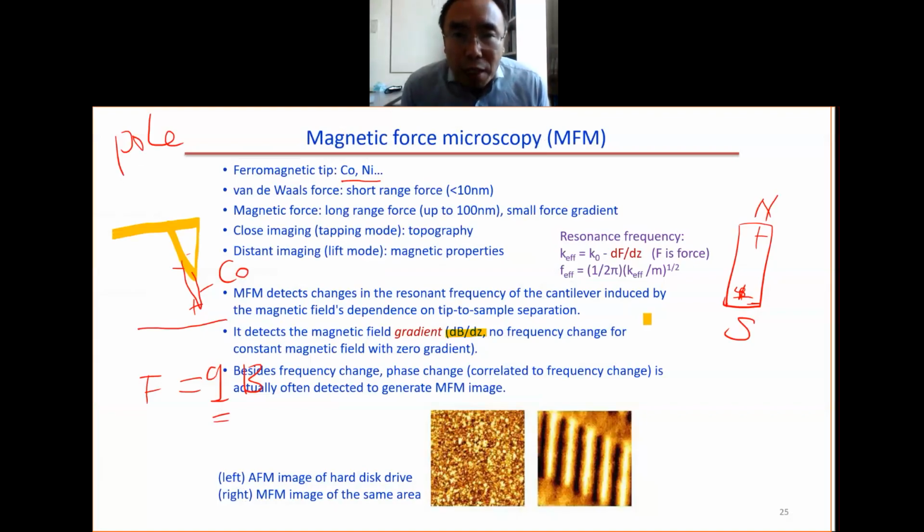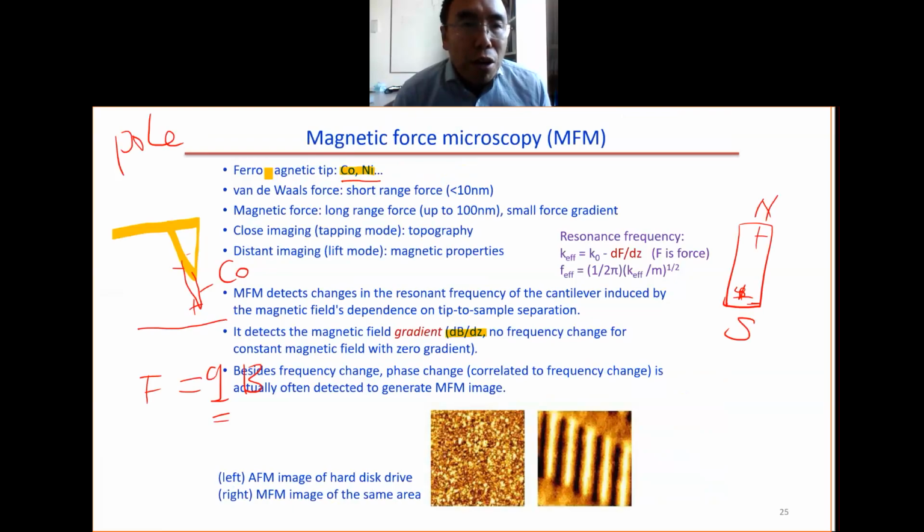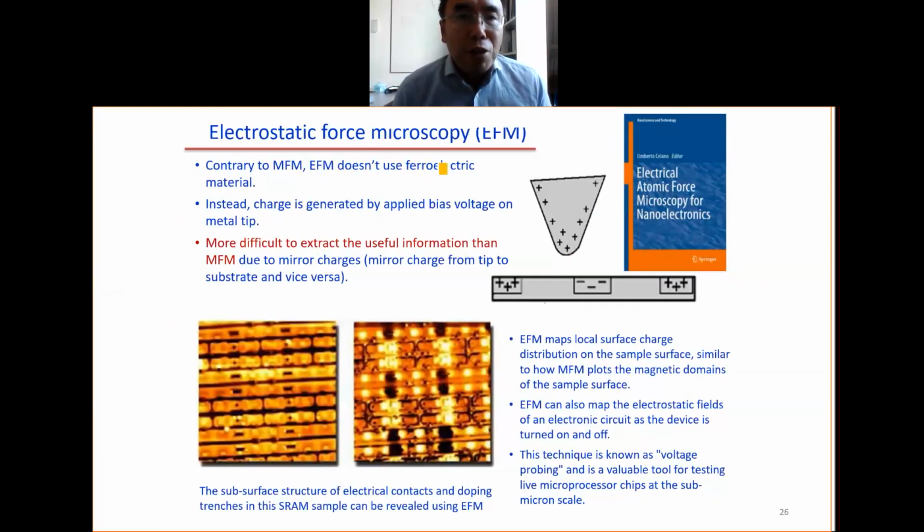So the last one is similar to the MFM. We can also do electrostatic force microscopy. In this case, we do not use ferroelectric material. But here the material we use is ferromagnetic material. Here we do not need ferroelectric material because we apply the bias. We have the bias voltage, and the charge will be induced. So this charge will come out by itself. As a result, we don't need ferromagnetic material.